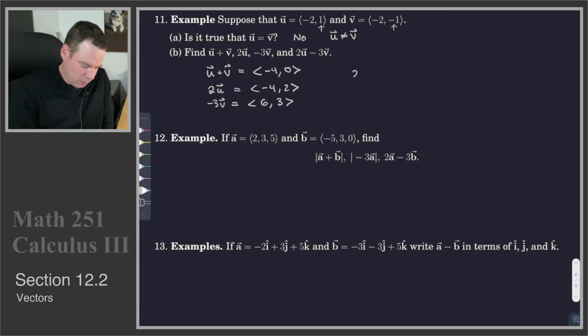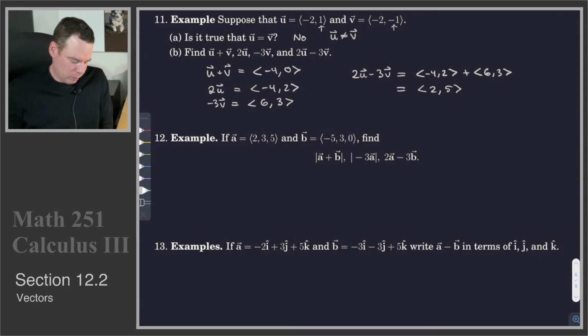And lastly, what is 2u minus 3v? So what's that linear combination? Well, we already worked out what 2u is. That's <-4, 2>. And we worked out what -3v is. That's <6, 3>. And so I can just add these two together, and that gives me <2, 5>.